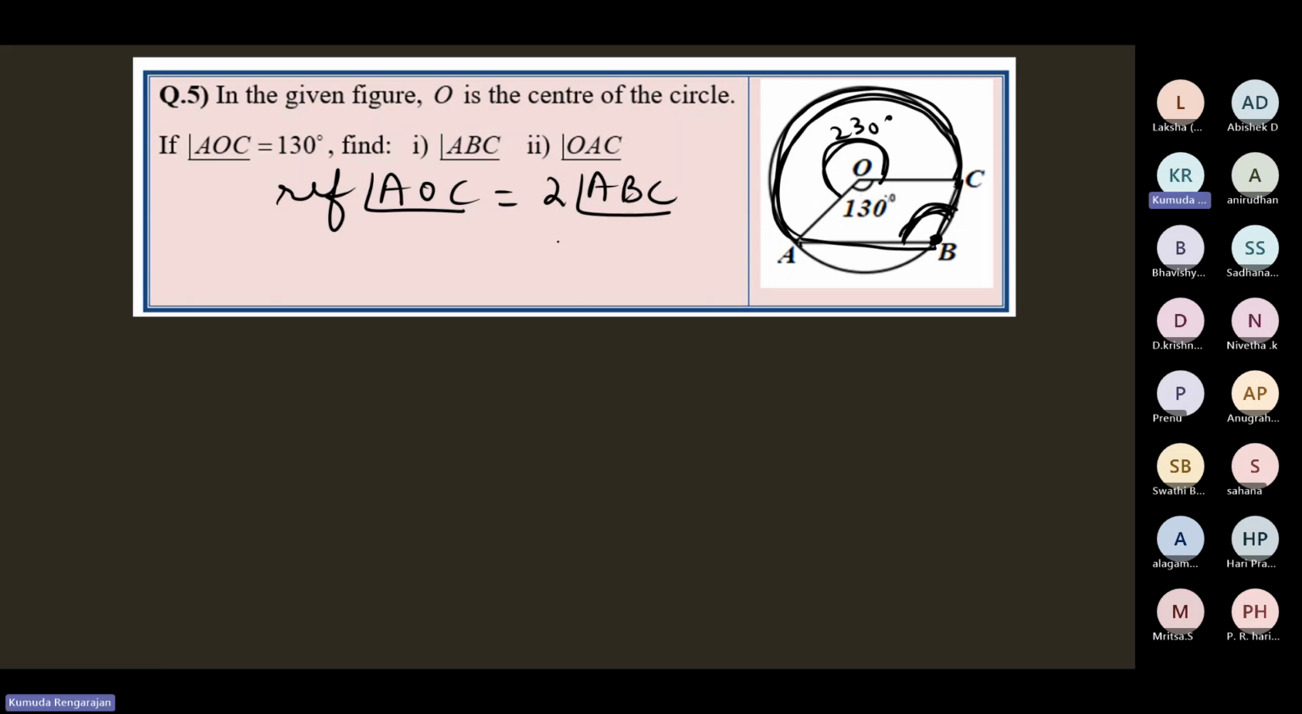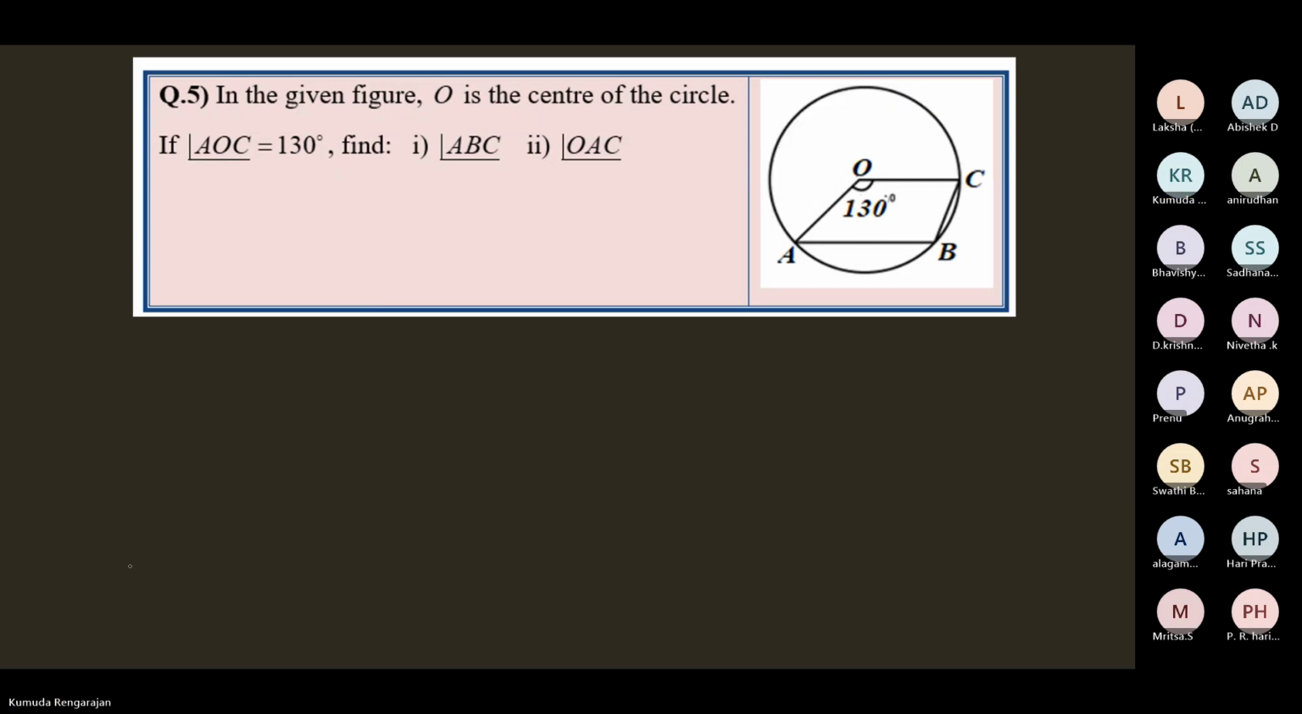So substitute the values in the right places. Reflex of angle AOC is known, 230, is equal to twice angle ABC. So angle ABC is equal to 230 by 2, which is 115 degrees. So this angle ABC is 115 degrees.